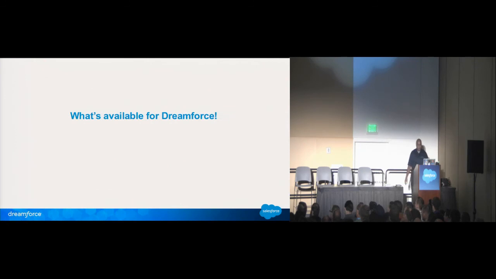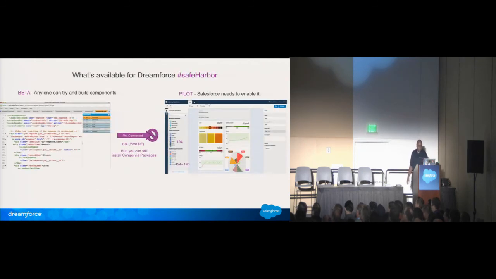So okay, what's available for Dreamforce as of today or tomorrow? The Lightning Components development, or the manufacturing, is in beta, which means any org that's going to have Winter 15 will have Lightning Components enabled for them as a beta feature. Whereas the Lightning App Builder itself is in pilot, which means Salesforce needs to enable it for you, right? So it's all there, but it's not enabled for you.